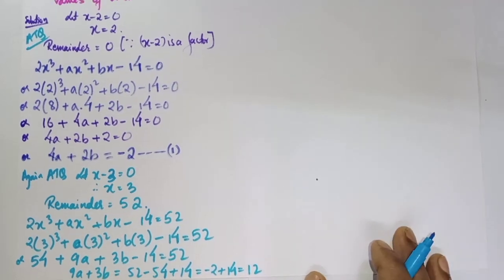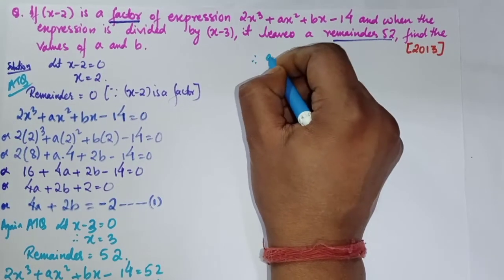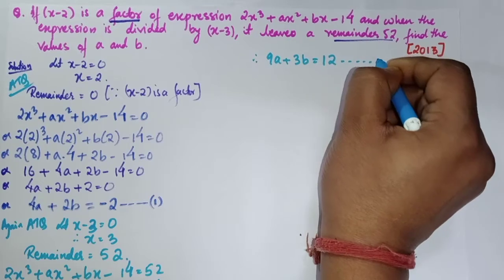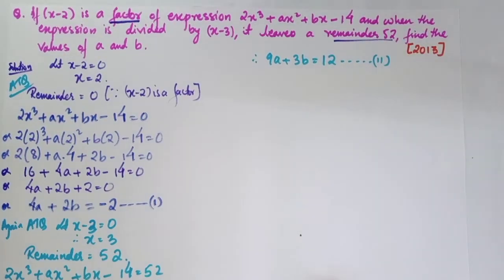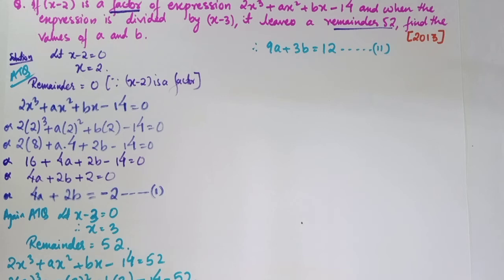So I got equation 2. I'll write it on the other side. Therefore, 9a plus 3b equals 12. This is my equation 2. Now I'll solve equations 1 and 2 by the elimination method, since the elimination method is the easiest method among all the methods.